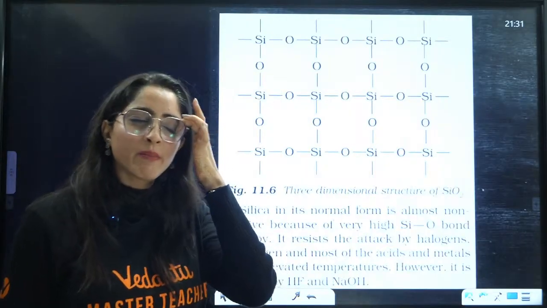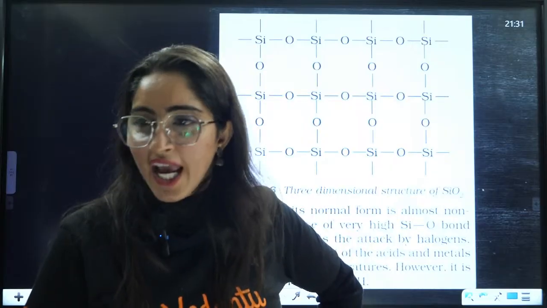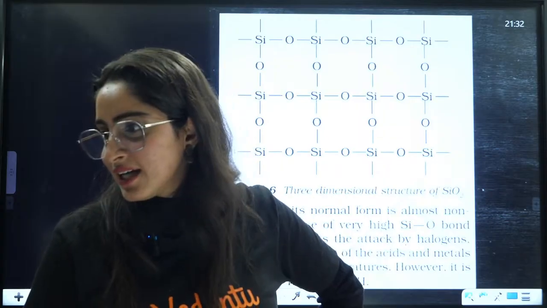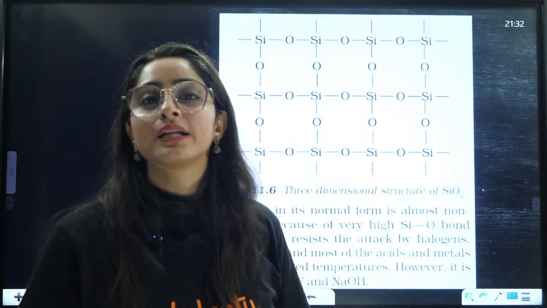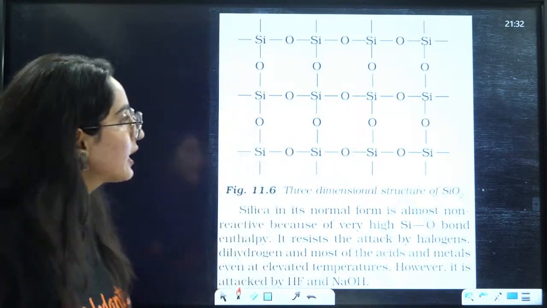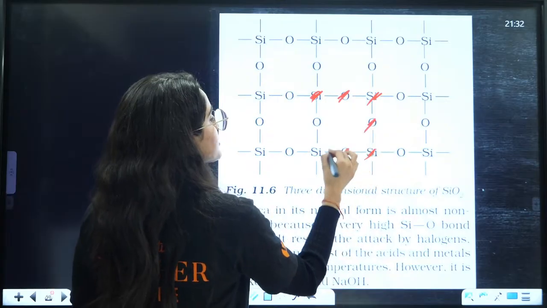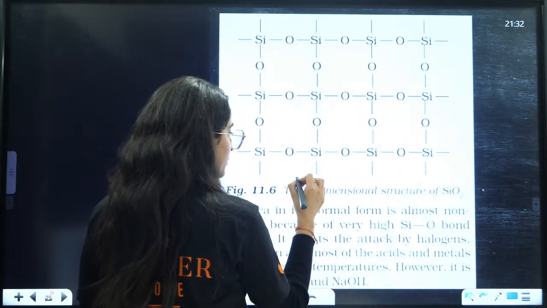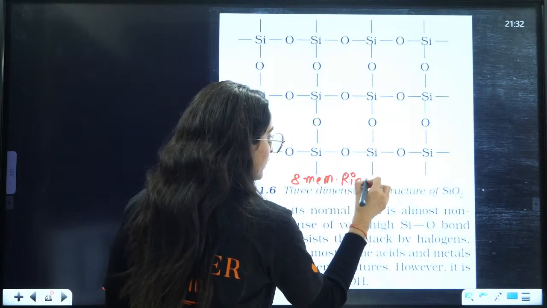Tell me, we have seen an 8-membered ring somewhere else also. In boron compounds also we saw 8-membered rings, which I mentioned in the structure. Here also, how come 8-membered? 1, 2, 3, 4, 5, 6, 7, 8. So it is again an 8-membered ring. You can write it here. Very, very important.